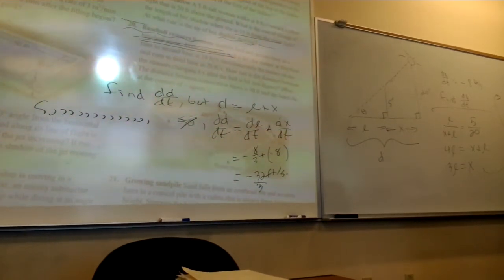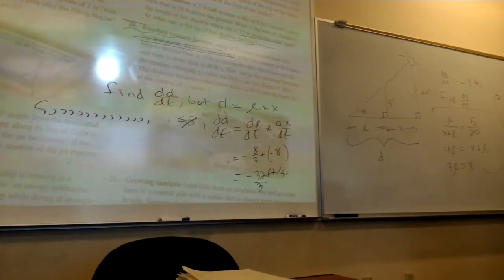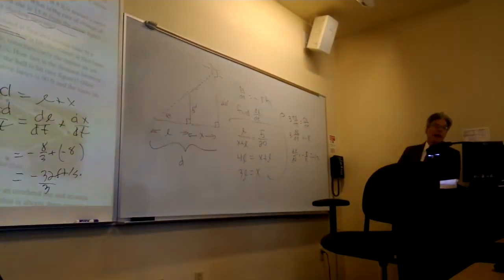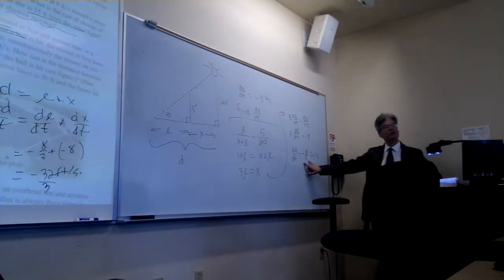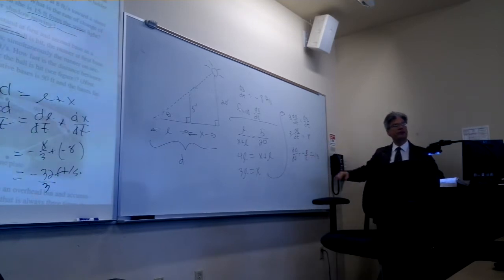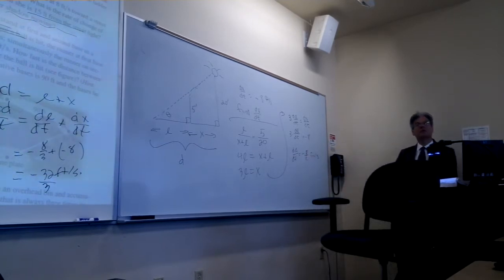If they didn't tell me to take a snapshot when she's 15 feet from the street light, I still could answer the question. Actually, if she's 27 feet from the street light, how's this answer going to change? I see. It's not. There's nowhere to plug 27 in for x. I think it's going to remain the same. It's independent of what x is.